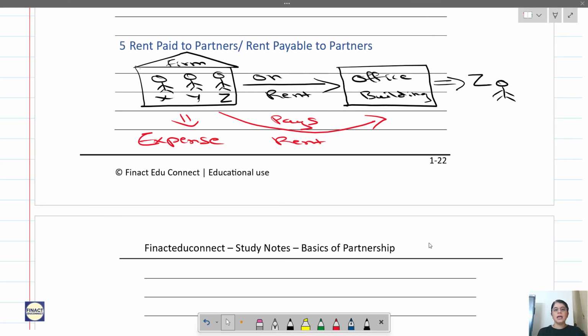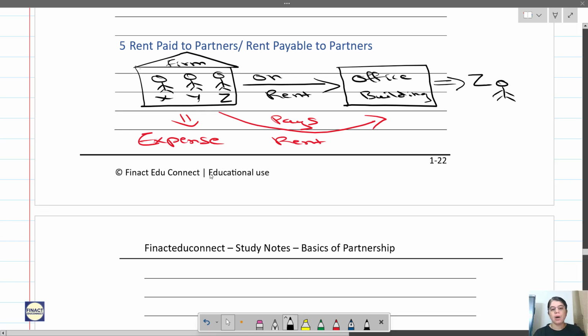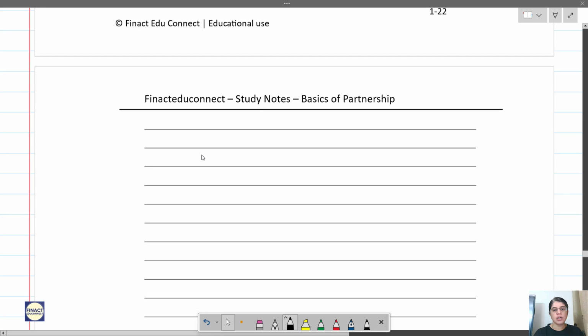Next one is rent paid to partners or rent payable to partners. So in this case, what is happening? Rent is either paid to partners or is payable to the partners. Some office building or anything belonging to a partner is taken on a lease by the firm, and the firm has to pay rent to the partner. Now paying rent is an expense for the firm. Correct? So let us understand the journal entry over here.